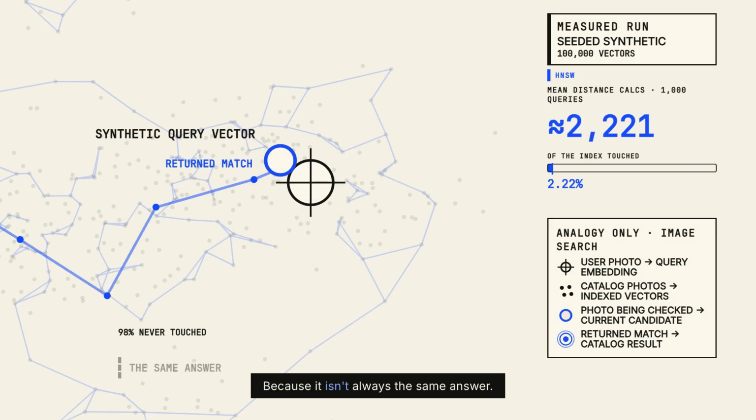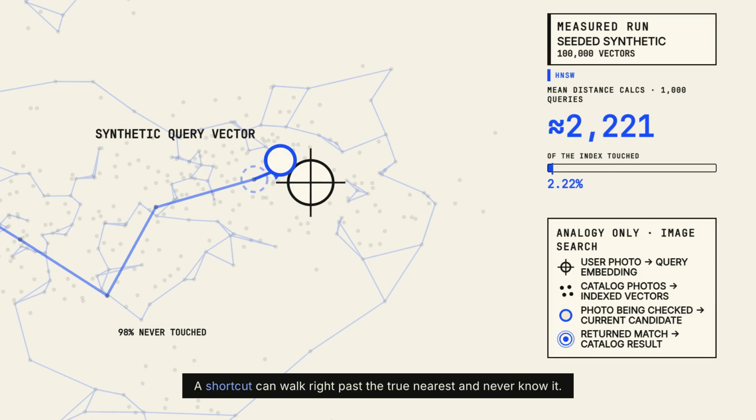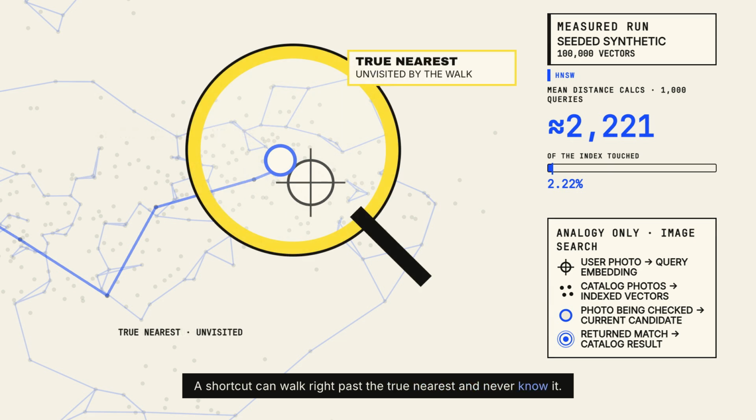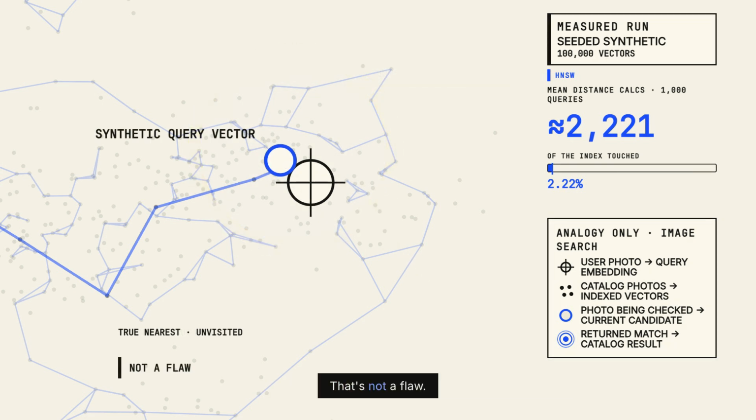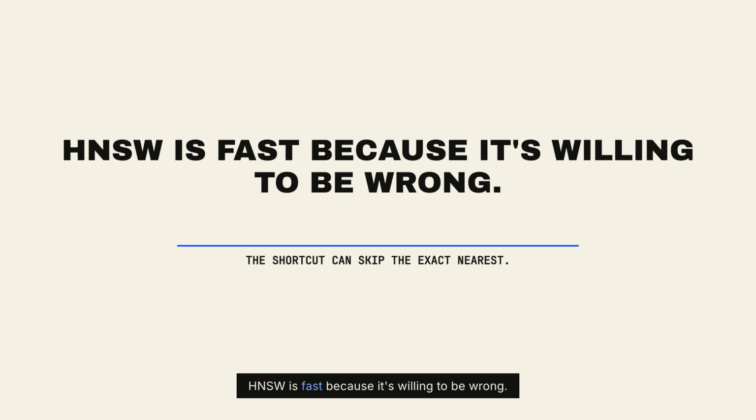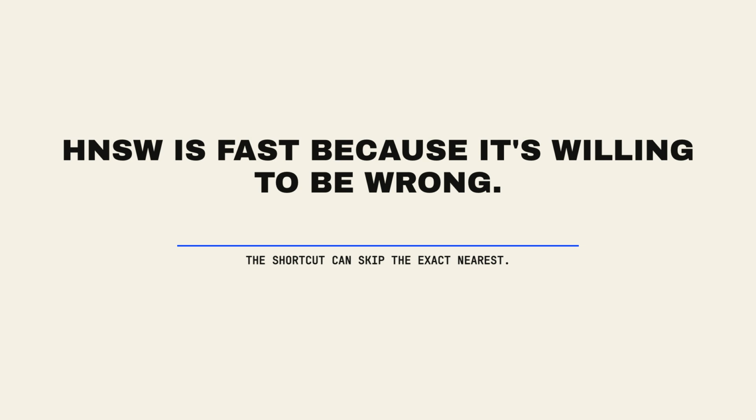Because it isn't always the same answer. A shortcut can walk right past the true nearest and never know it. That's not a flaw, it's the trade. HNSW is fast because it's willing to be wrong.